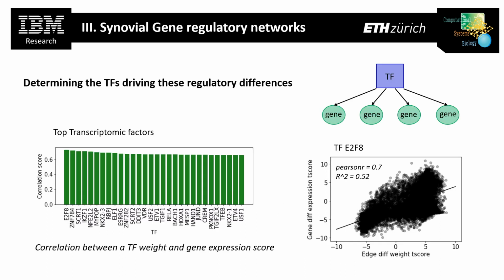So it looks like we can make a ranking of the TFs, and you can see here. It's quite blurry, but you really have a positive correlation between the differential expression and the differential edge weight.